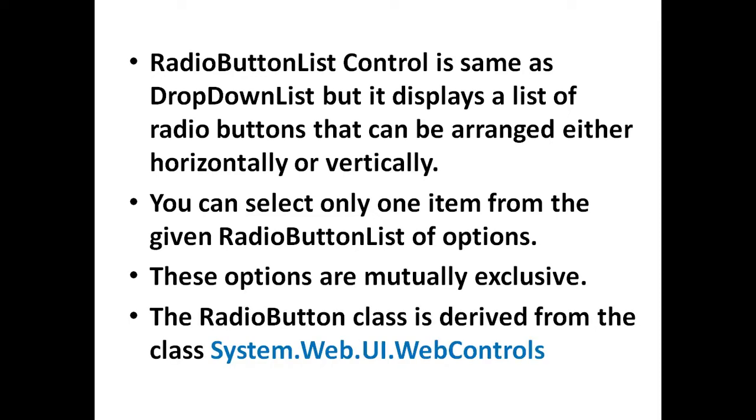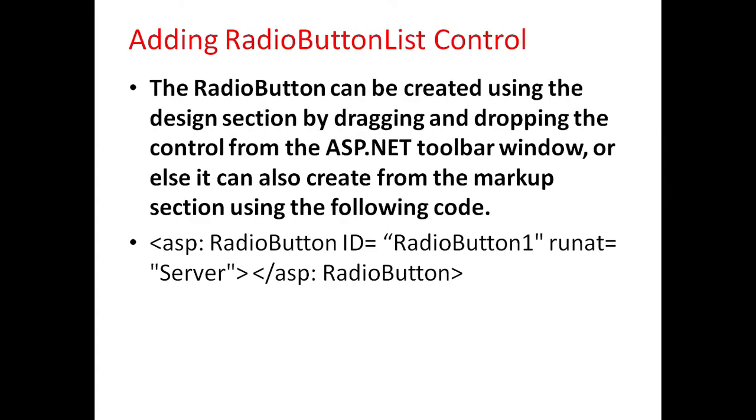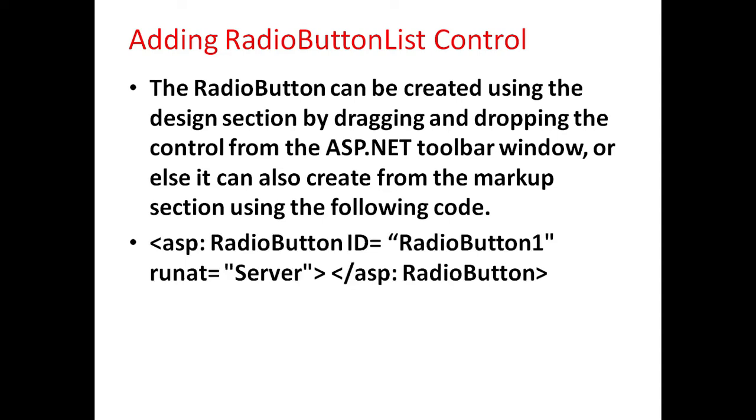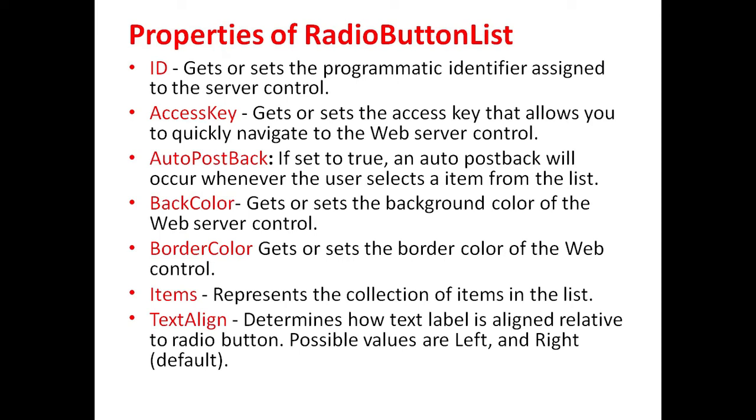These options are mutually exclusive. The radio button class is derived from the class system.web.ui.webControls. The radio button can be created using the design section by dragging and dropping the control from the ASP.NET toolbar window, or it can also be created from the markup section using the following code: radio button, its ID, and run at server. Different properties of radio button list controls are: ID, which is used to get or set the programmatic identifier assigned to the server control.